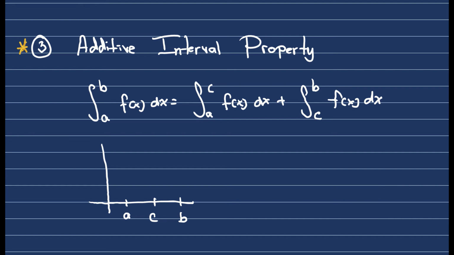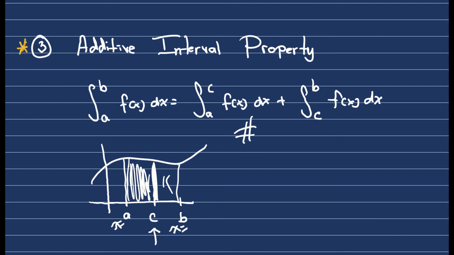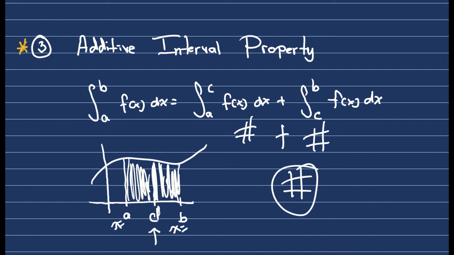Additive interval property of integrals. What is this saying? This is saying simply that if we have a curve and there's a point C in between different x values, all it's saying is that if I want to get the area from A all the way to B, that's equivalent to the area from A to the point C, which gives me this value, plus the area from C to the point B. This number gives me another number, and then I get a number which is the total area. That's what this is saying.